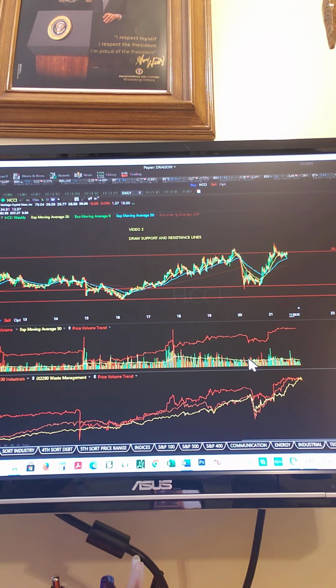So that's resistance and support. As you know, resistance is the point to where the price seems to not want to go any higher. And support is the price where the price seems to not want to go any lower. Okay?